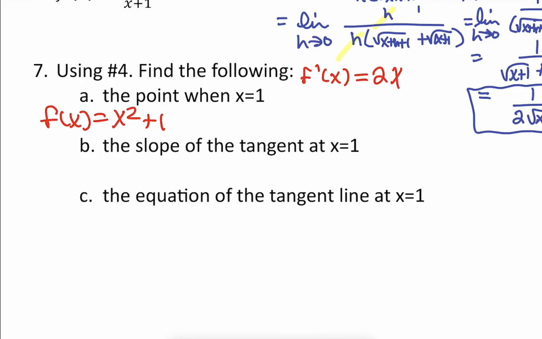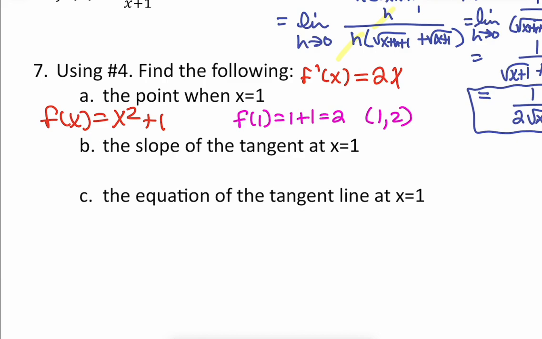Now, what do we know? We know that f of x is x squared plus 1. We know that the derivative is 2x. What is the point when x is equal to 1? What do you use? You use the actual function, right? And so to answer number 7a, we're just going to plug 1 into the original function. So we're going to get 1 squared plus 1 or 2. So the point is 1, 2. So on the original function at x equals 1, we are at the point 1, 2.